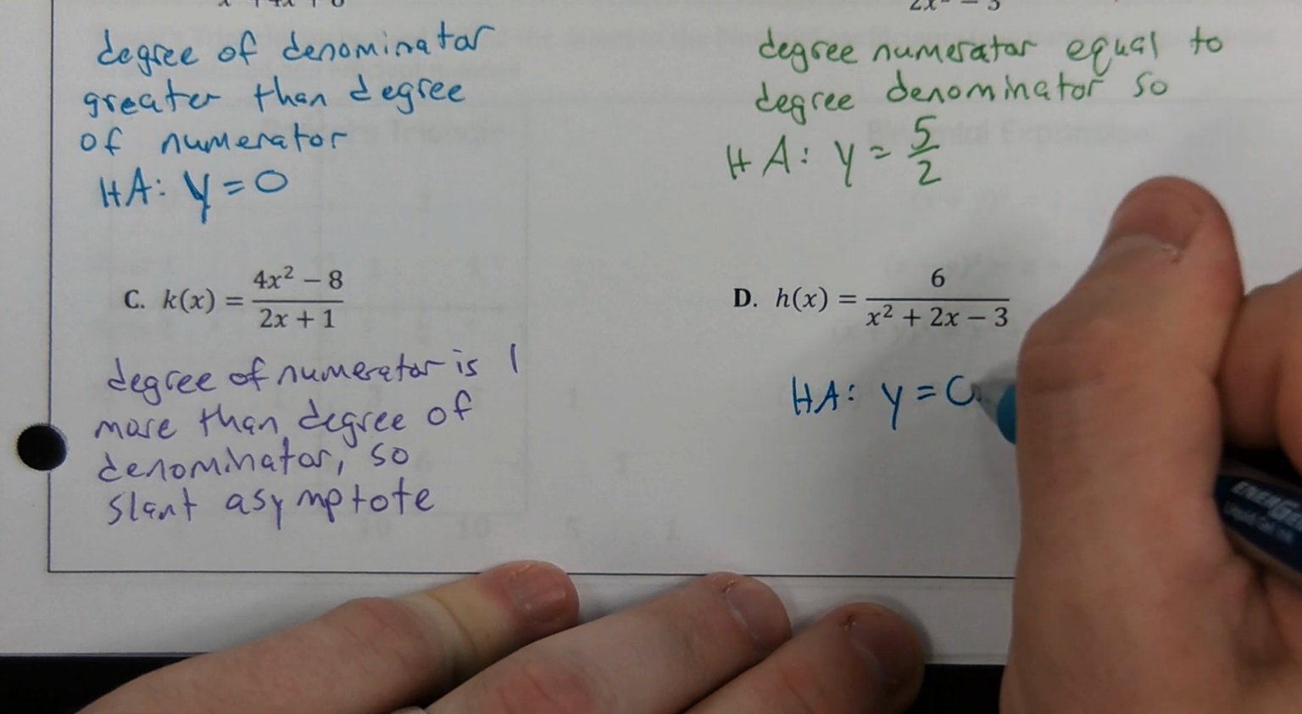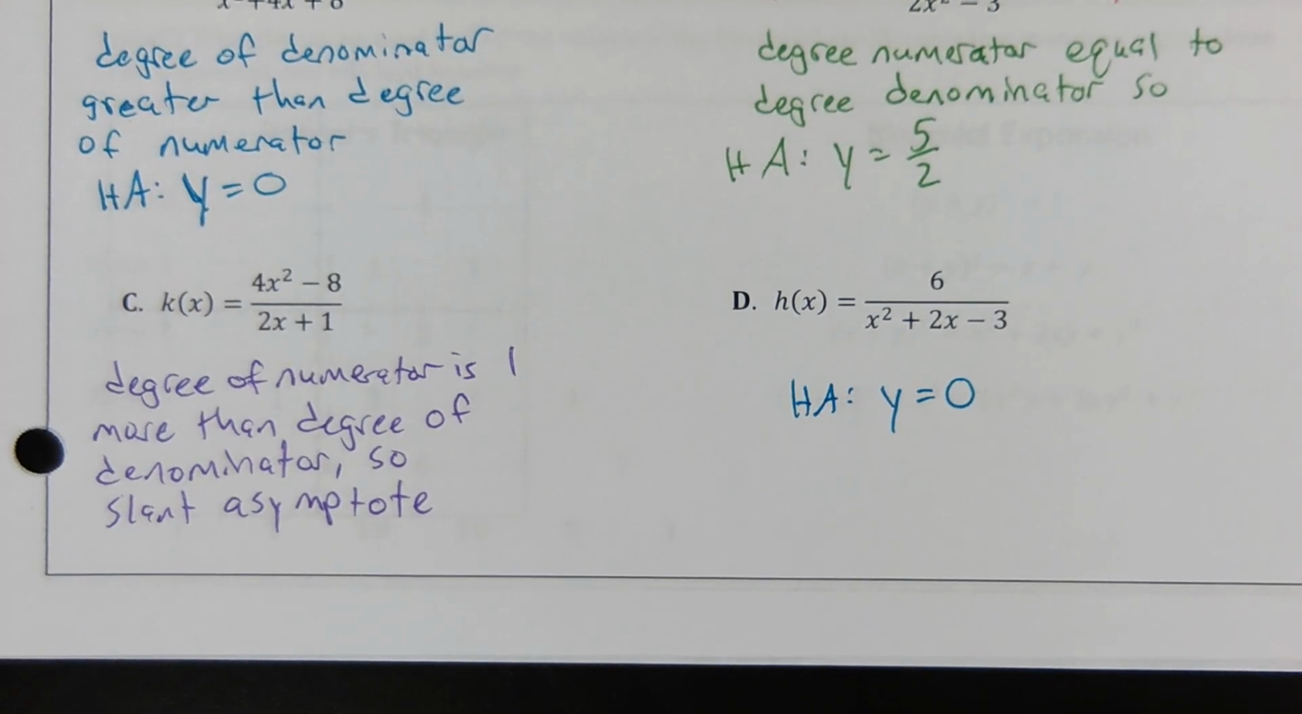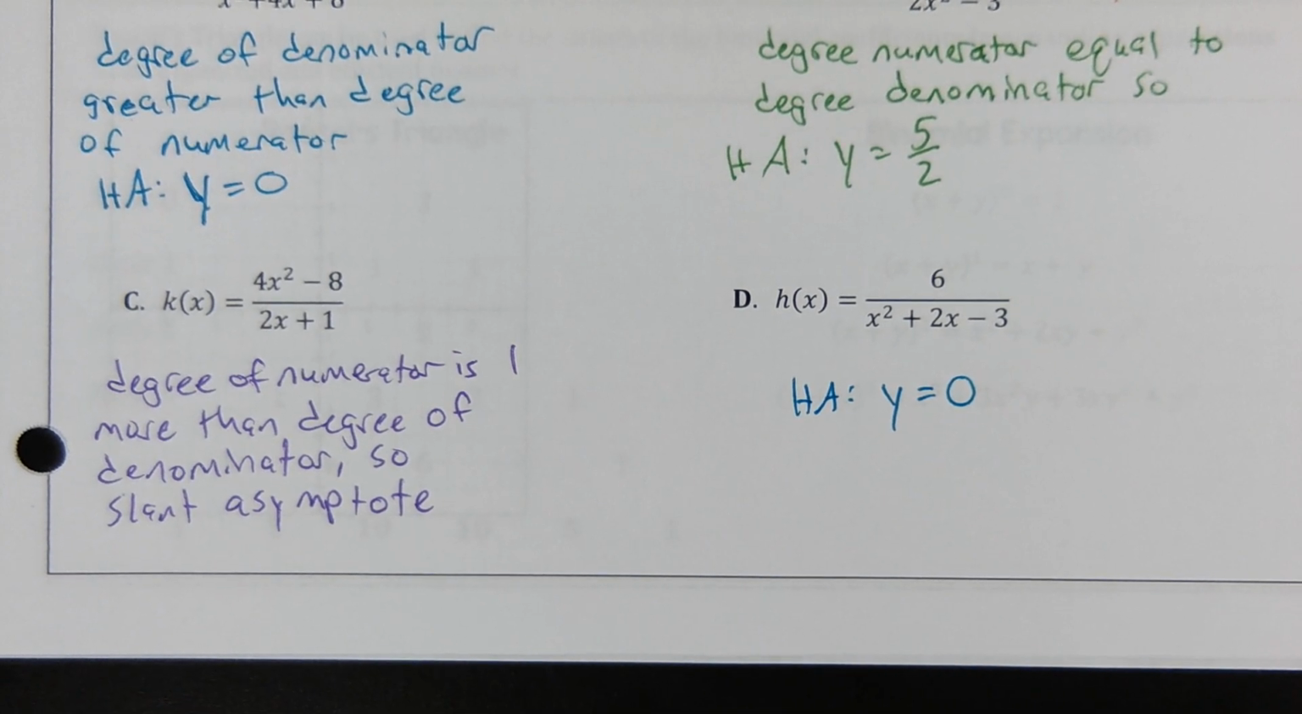How would there be neither? What a good question. Nobody asked me that last period. I'll give you an example of one that's neither. I'm going to write it factored, okay?